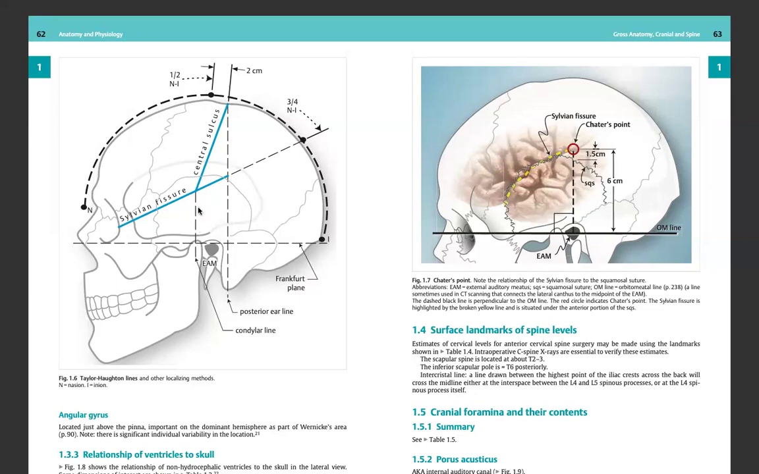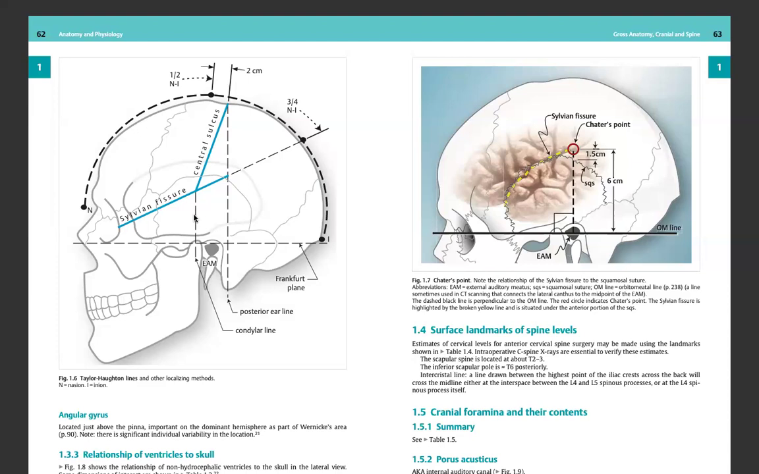Then for you to get the central sulcus, you draw another line. Of course, you have your condylar line. And then on your condylar line, you now measure from a line that connects the posterior ear line superiorly to the condylar line on your estimated line of the Sylvian fissure. That forms your central sulcus. So that's the easiest way to identify the central sulcus and the Sylvian fissure. Now, there are various methods, actually.